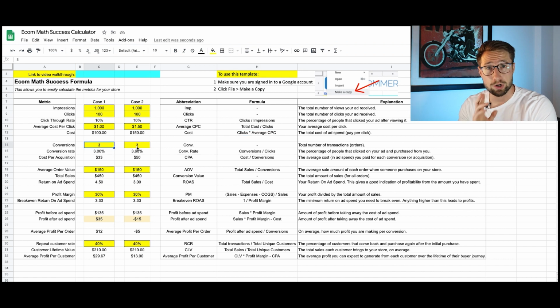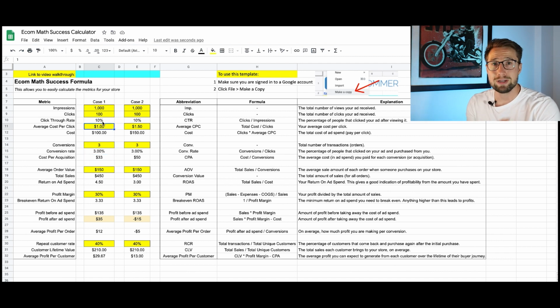The next thing, real important, conversions. This is the number of actual transactions or orders on your site for this actual campaign or your ad account, basically. And it's gonna work out the conversion rate. So say if you've got 3 divided by 100 clicks equals 3%. So your conversion rate's 3%. That's pretty average for an e-commerce store. It's not amazing, it's not bad, but it's just average. And it also calculates your cost per acquisition.